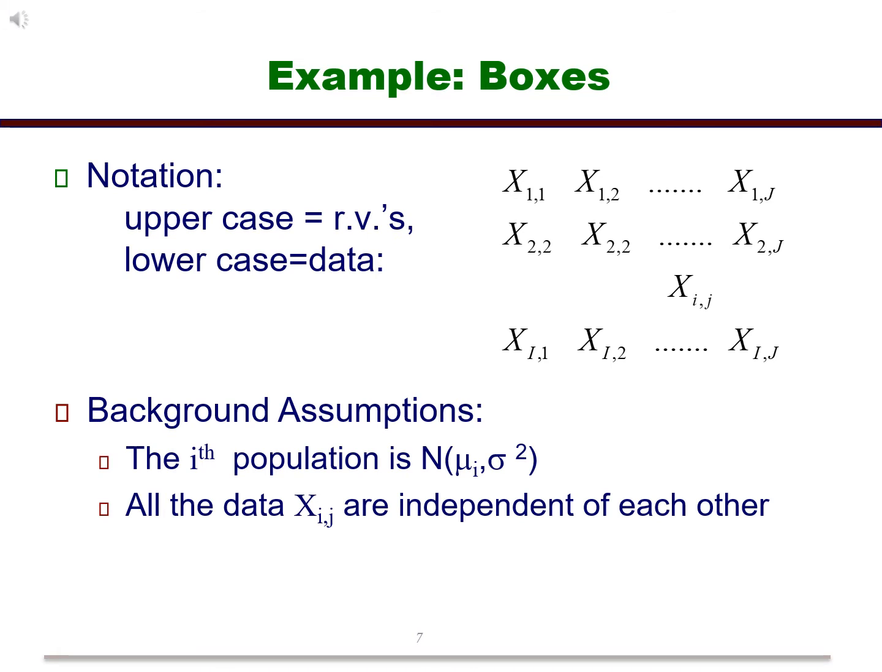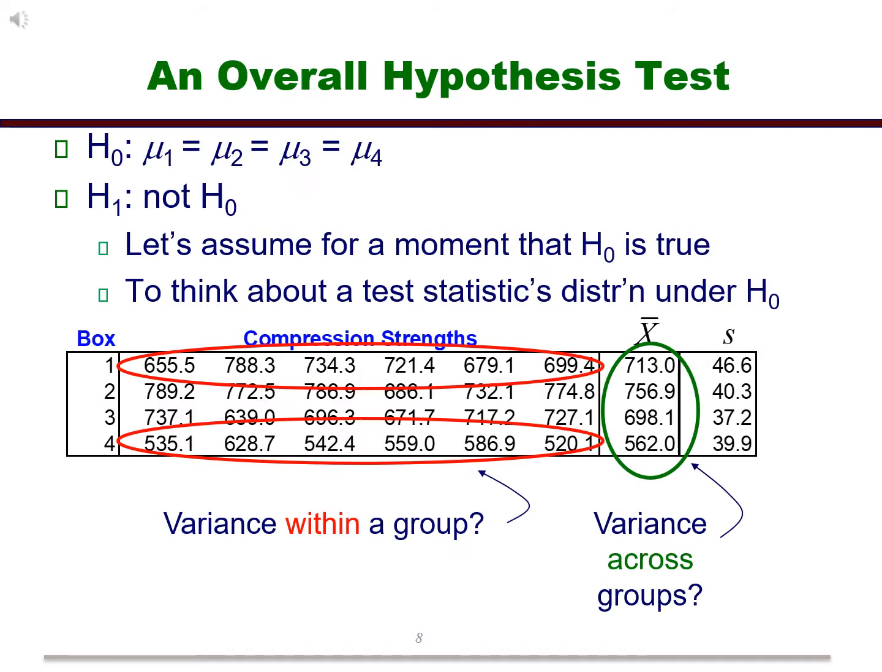We'll start with some assumptions. Each sample comes from a population, potentially with its own mean, but with a common variance. Furthermore, the observations are all sampled independently of one another. The null hypothesis is that all the population means are equal. The alternative is that they're not all equal. The fancier way of saying this is mu sub i is not equal to mu sub j for some i not equal to j.